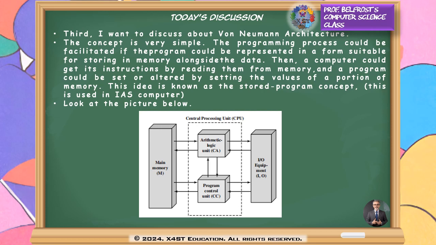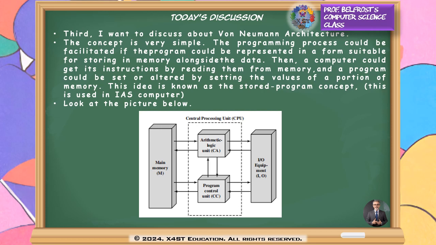Okay. So the von Neumann architecture is very simple. The programming process could be facilitated if the program could be represented in a form suitable for storing in memory alongside the data. Then a computer could get its instructions by reading them from memory, and a program could be set or altered by setting the values of a portion of memory. Okay? This idea is known as the stored program concept, and this is implemented in the IAS computer. Look at the picture below.